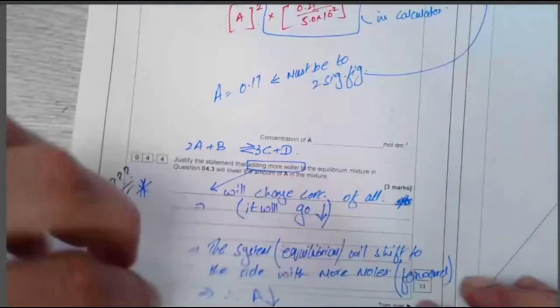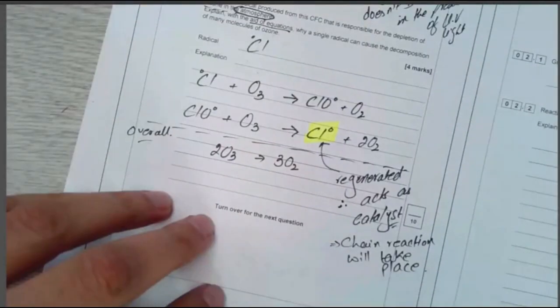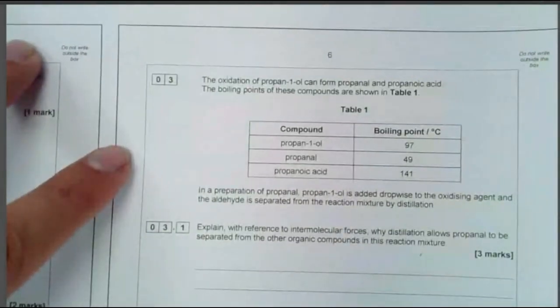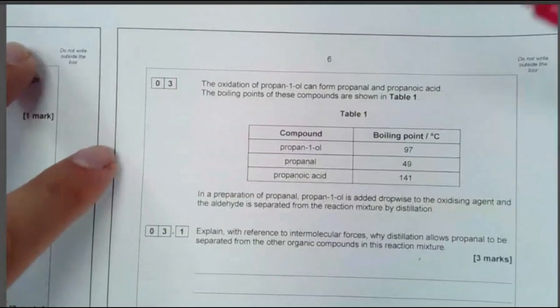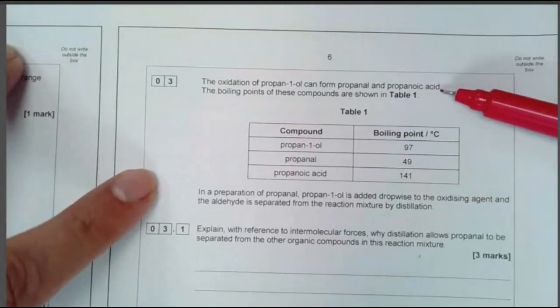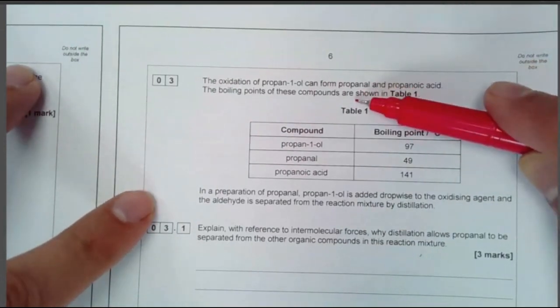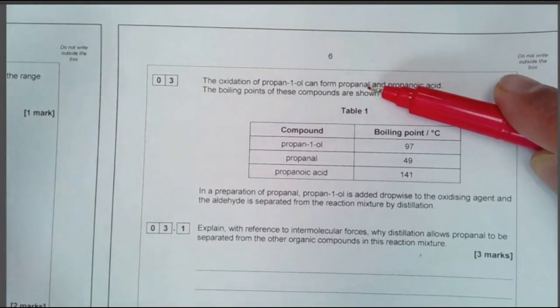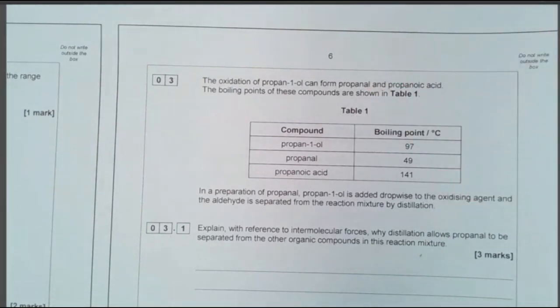Okay, next question. Question number 3. So you've been given 3 different compounds here, and it says that oxidation of propan-1-ol can form propanal and propanoic acid. We know if you do reflux, then it will form propanoic acid. If you do distillation, then you can collect the distillate as propanal. So they've given you the boiling point. It says in a preparation of propanal, propan-1-ol is added dropwise to the oxidizing agent, and the aldehyde is separated from the reaction mixture by distillation.